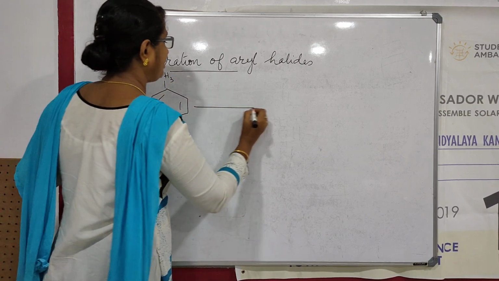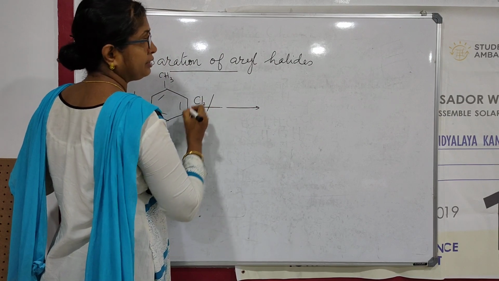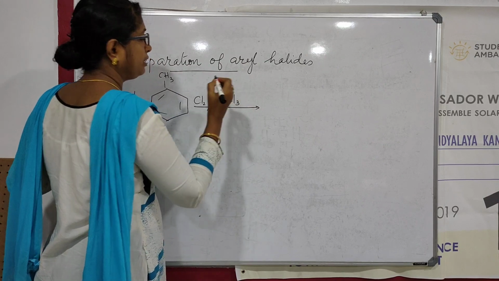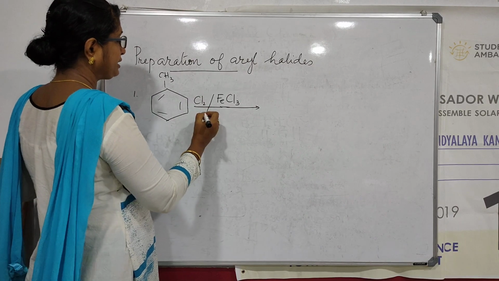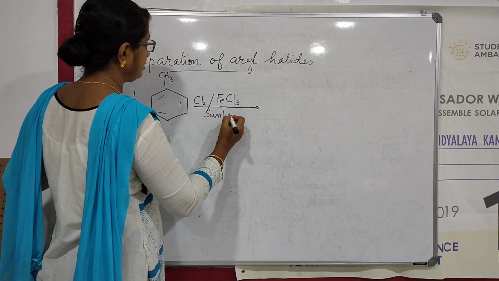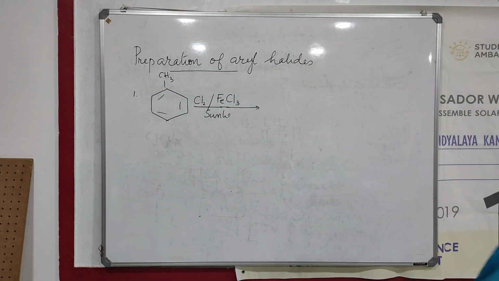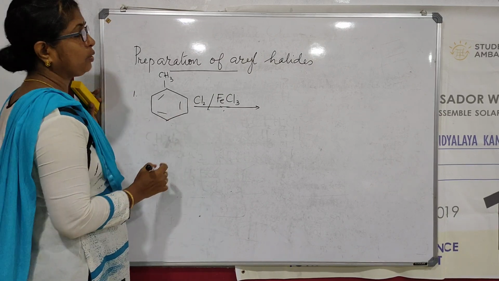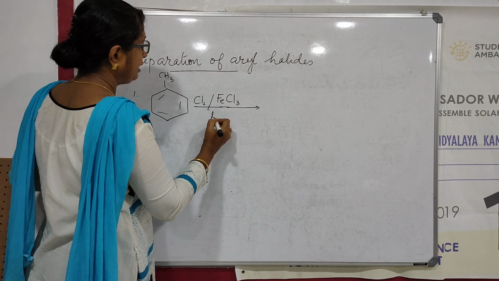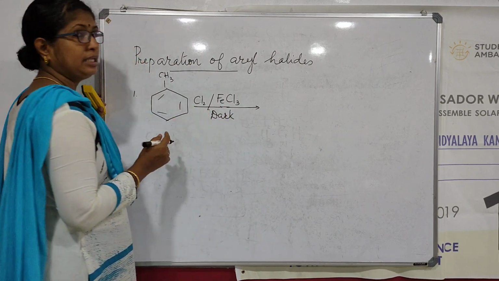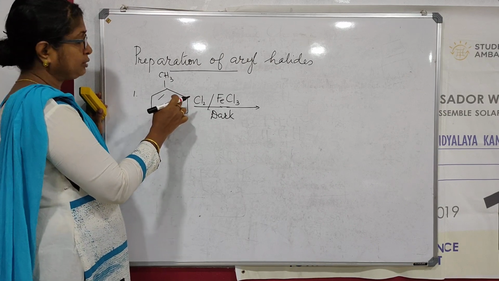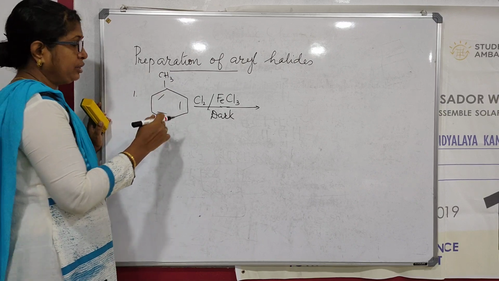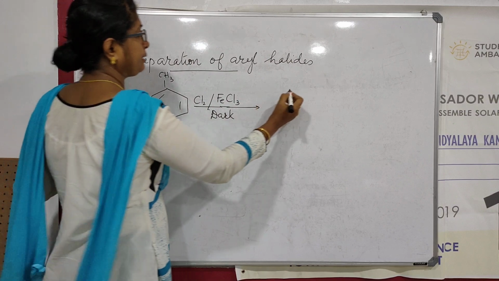When toluene is treated with chlorine in the presence of a Lewis acid like FeCl3 as catalyst, in darkness, electrophilic substitution takes place at the ortho and para positions because the methyl group is an electron releasing group.